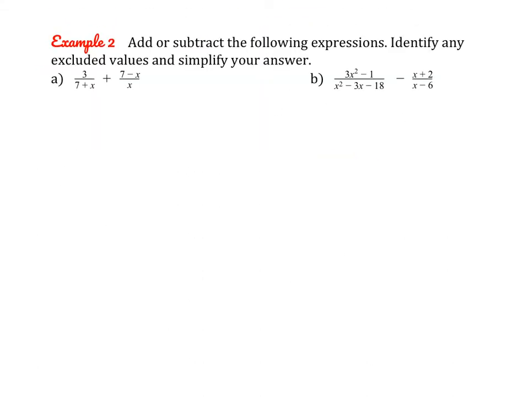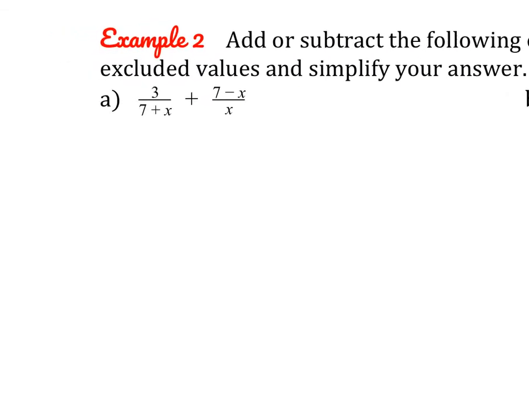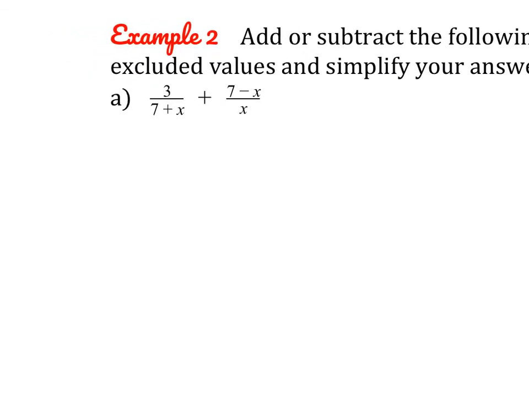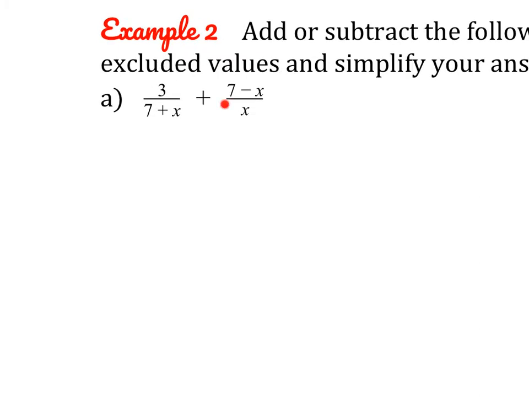So now we're going to practice adding and subtracting rational expressions that don't have the same denominator. So we're going to make sure to create that LCD before we add or subtract. So let's start by looking at this first example. So here we have 3 over 7 plus x, plus 7 minus x over x.